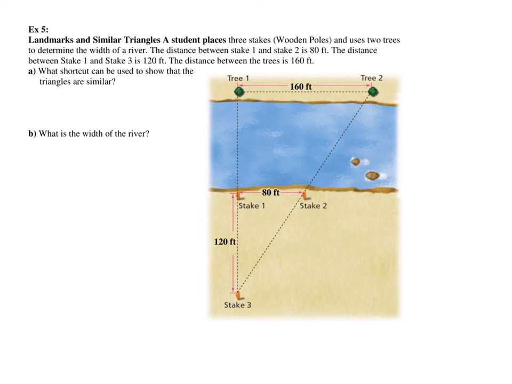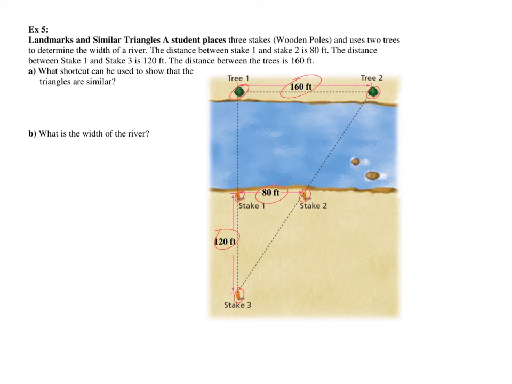All right, now example 5, landmarks and similar triangles. This is how you could figure out the distance across a river without having to cross it. A student places 3 stakes, or in other words, wooden poles, and uses 2 trees to determine the width of a river. I have 3 stakes. I got 2 trees here. The distance between stake 1 and stake 2 is 80 feet. The distance between stake 1 and stake 3 is 120 feet. The distance between the trees is 160 feet. Okay, got that.